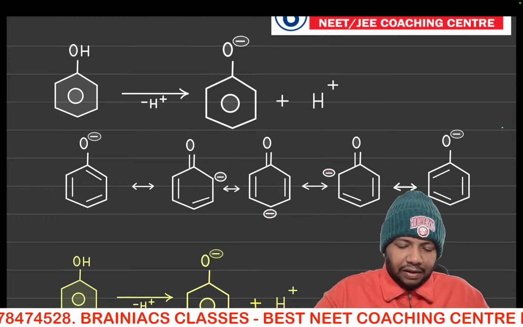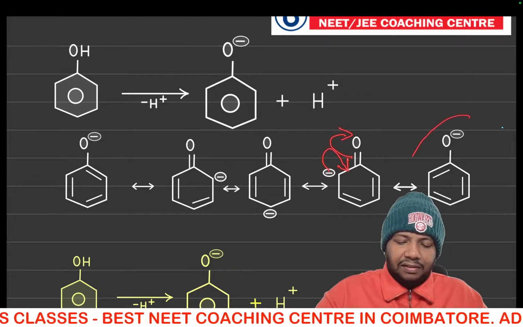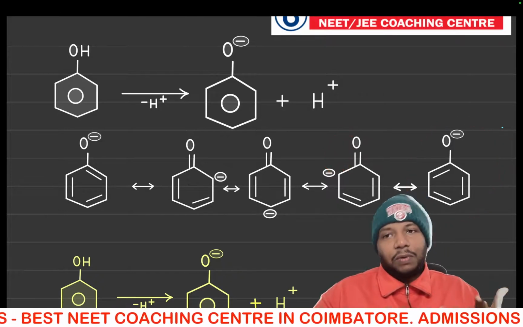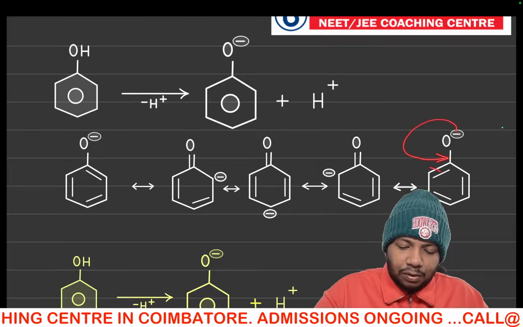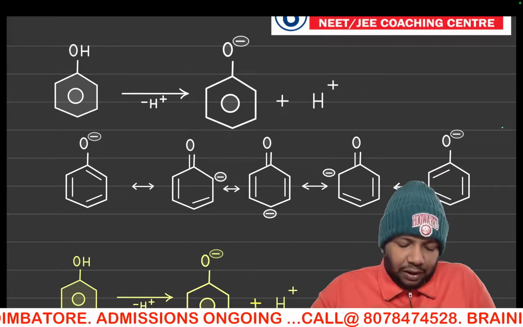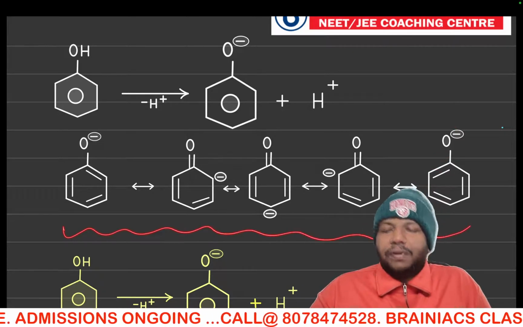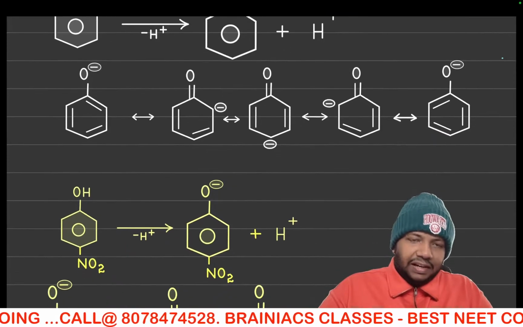So what will happen next? Then again, it will move towards here. Then this will come back here, and this is the final structure. And what will happen again if you are drawing a next structure? You need to again come back here. Then it will come back here. That is this structure itself. Okay, so I can say it is stabilized by 5 resonating structures. Now let's try to see the next one.